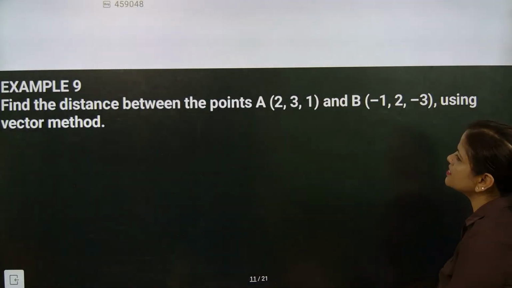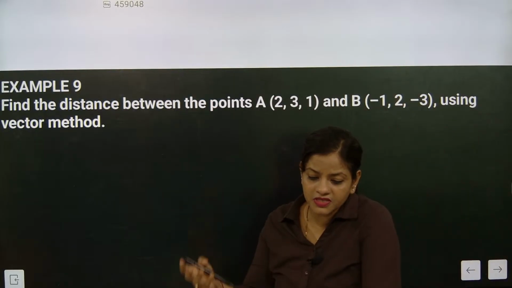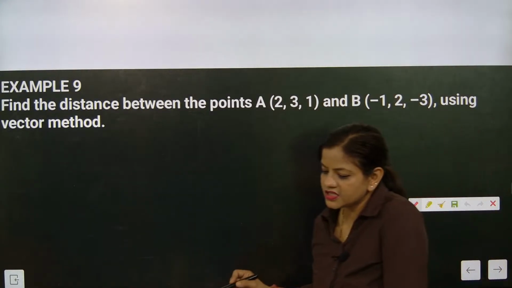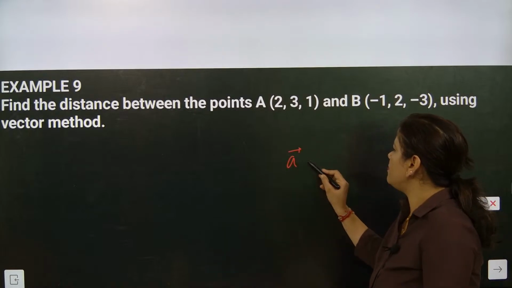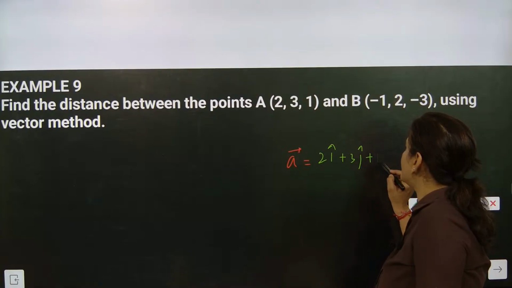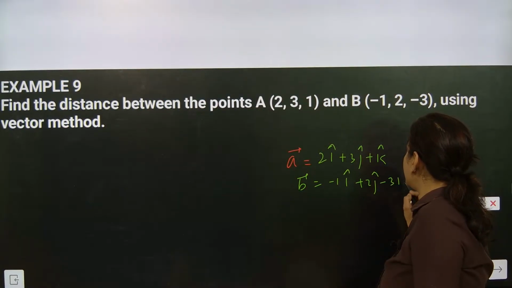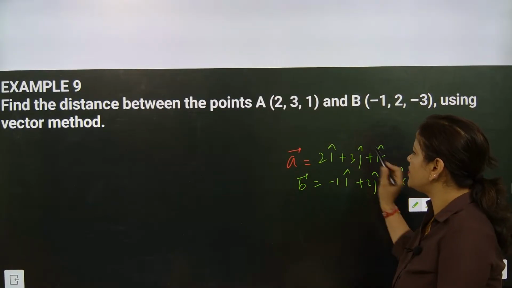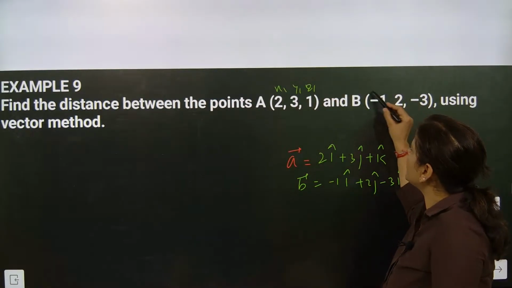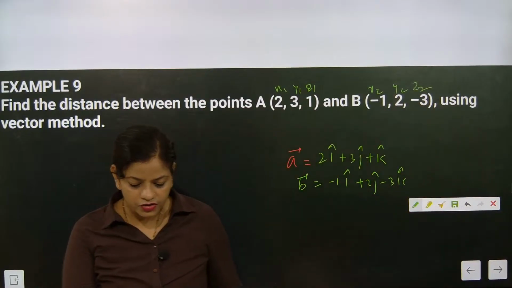So like this we will see the set. Find the distance between the points this and this using the vector method. Whenever somebody says using the vector method, first you have to convert this into a vector. So when you convert, a vector will be exactly equal to 2i plus 3j plus k, and b vector is equal to minus i plus 2j minus 3k. And now you just have to find the distance between these two vectors. So this will have components x1, y1 and z1, and this one will be x2, y2 and z2. But when they ask for the vector method, what do you have to do? So this part we need to check.